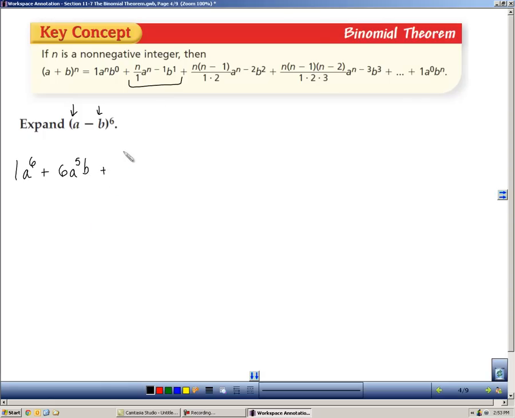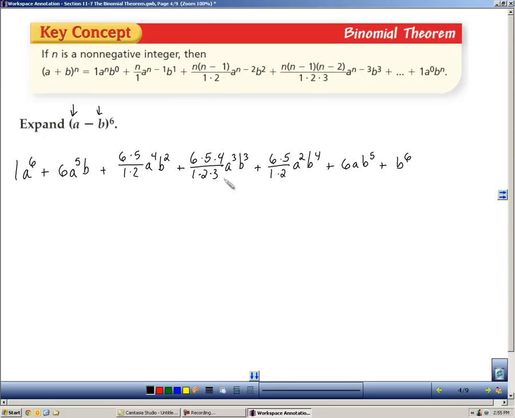My third term is going to be n, which is 6, times 5, n minus 1, and that's over 1 times 2. I'm going to take the a and bring that down an exponent, and I'm going to increase the b. And that's what we're doing here. The next term is 6 times 5 times 4 over 1 times 2 times 3. I'm getting that from right here. Bring the a down and bring the b exponent up. And then I'm going to continue with the same pattern.